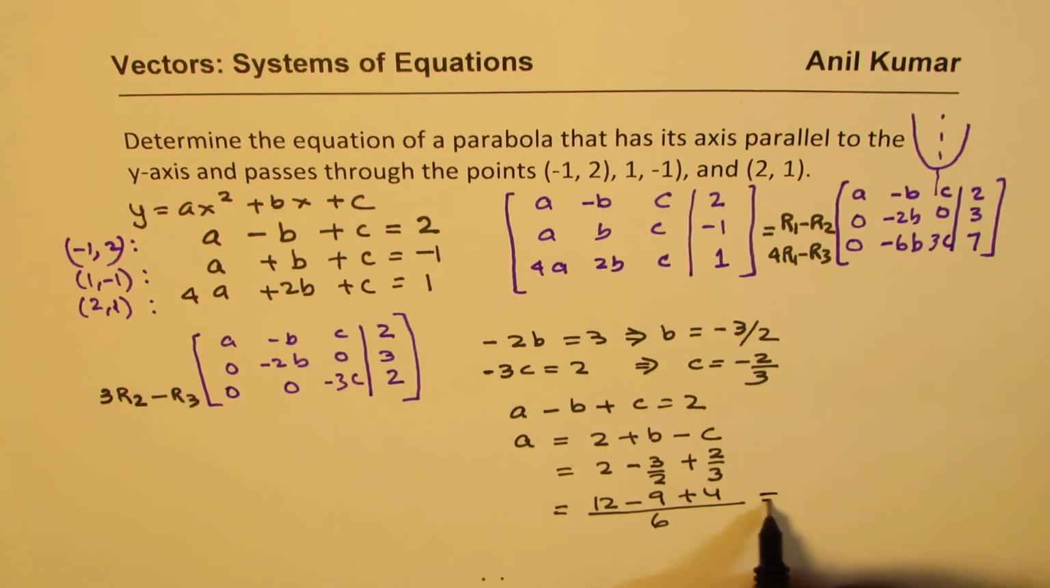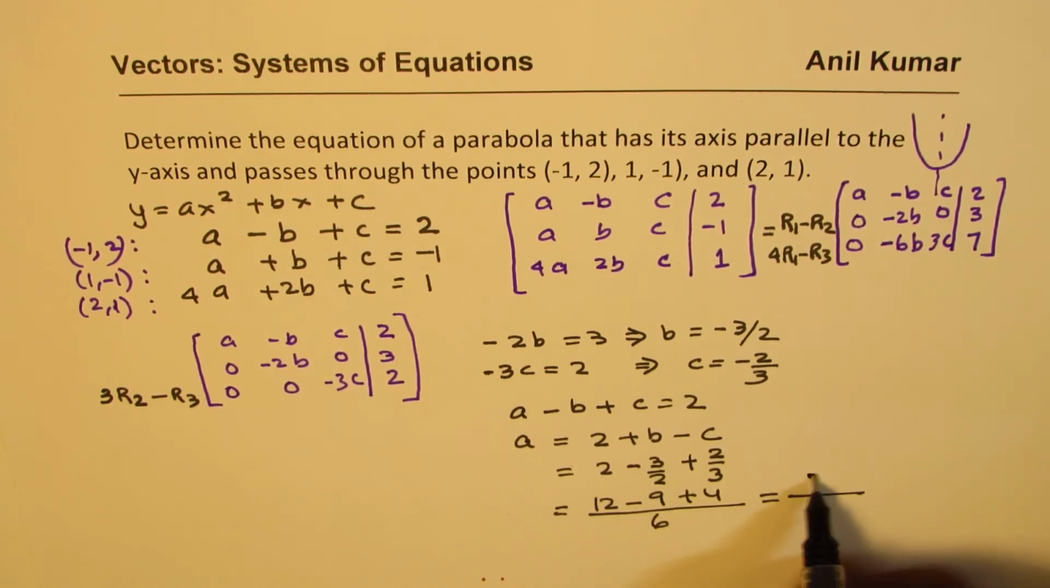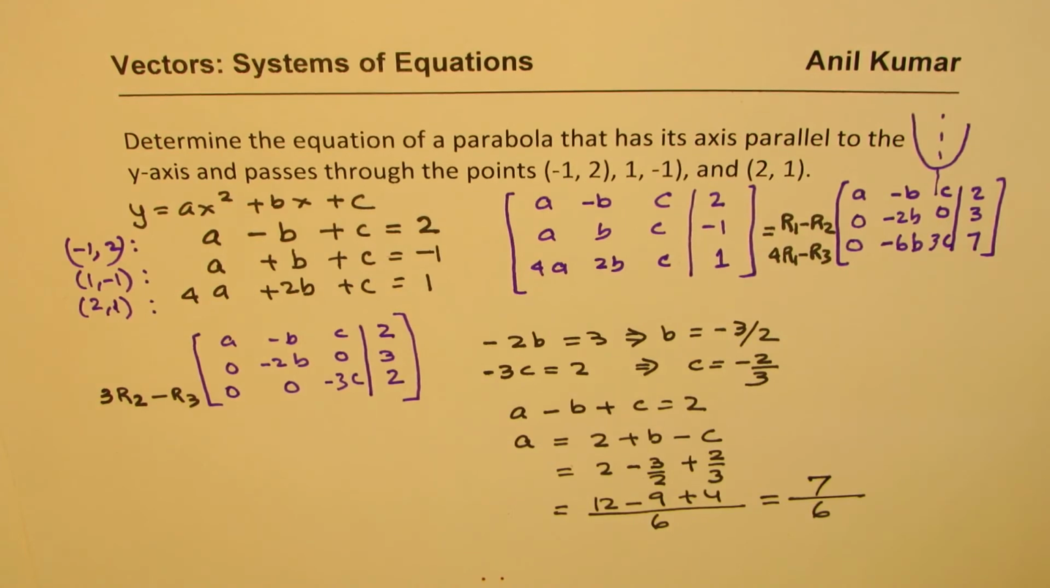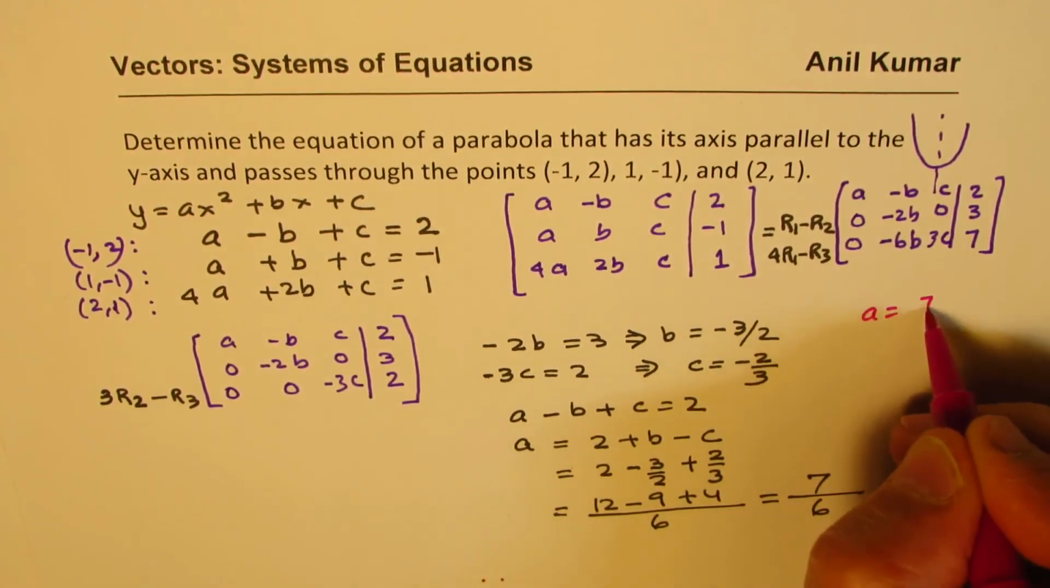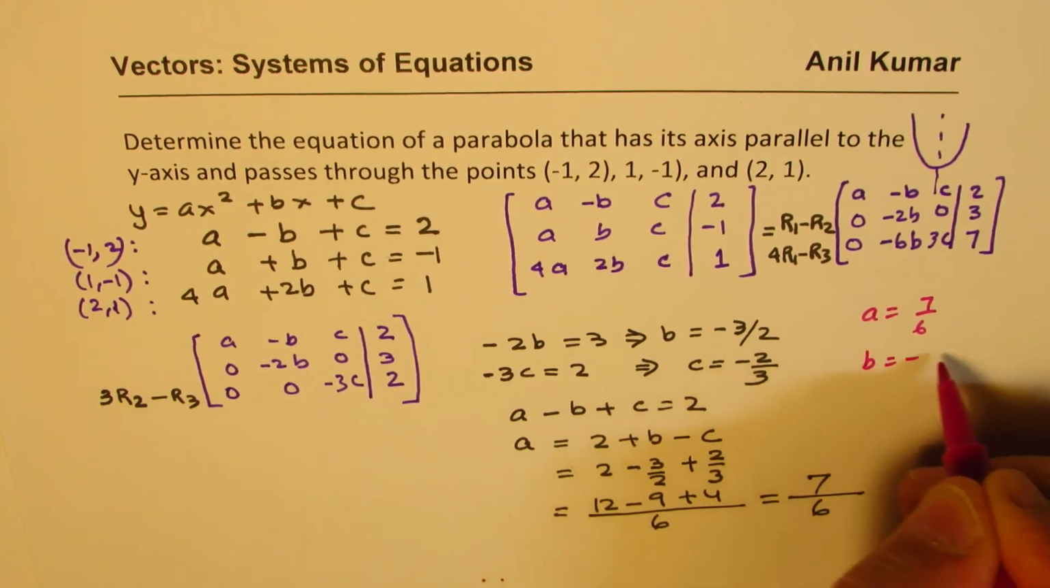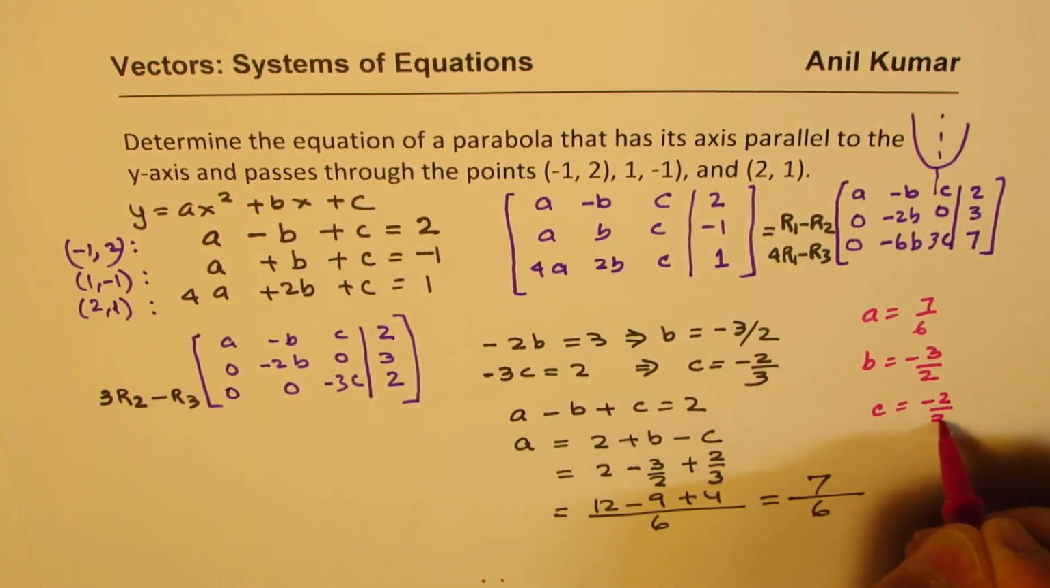So that gives you what? So the denominator is 6. 12 minus 3 minus 9 is 3. 3 plus 4 is 7. So we get 7 over 6 as the value of A, correct? So we have the value of A, B and C now, where A is equal to 7 over 6, B is equal to minus 3 over 2, and C is equal to minus 2 over 3, right?